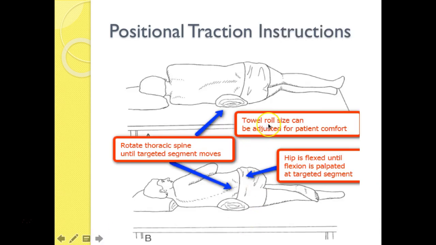So here you can see you put the towel roll to adjust how much you want to gap that area, and you're going to put it under the area where you're wanting that to gap. You're going to rotate the upper body segment until you get to where you want that isolated out, and then you're just going to bend the hip up until you feel that targeted area. So once you've done this in the clinic, you can have the patient replicate that at home. I just tell them to play around a little bit with bending their knee up and down so they feel that relief, and same thing with their upper thoracic spine a little bit.